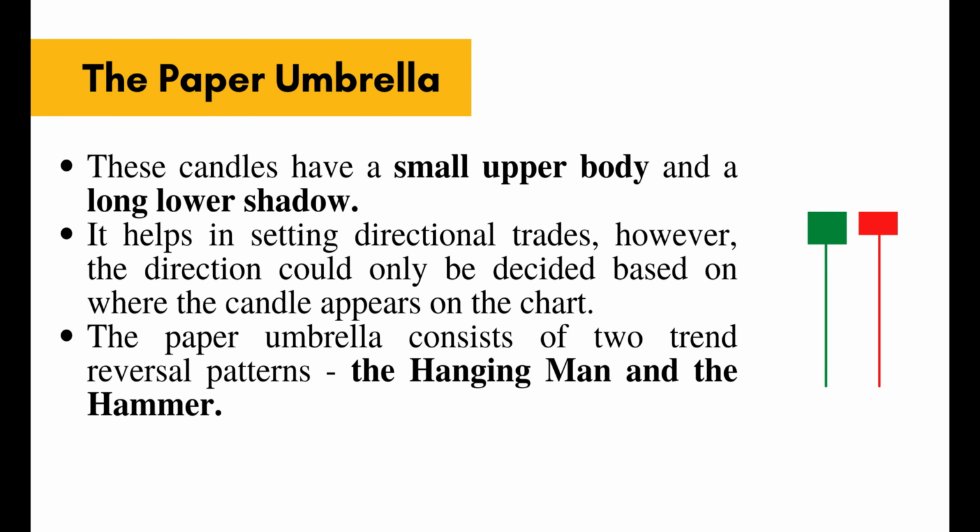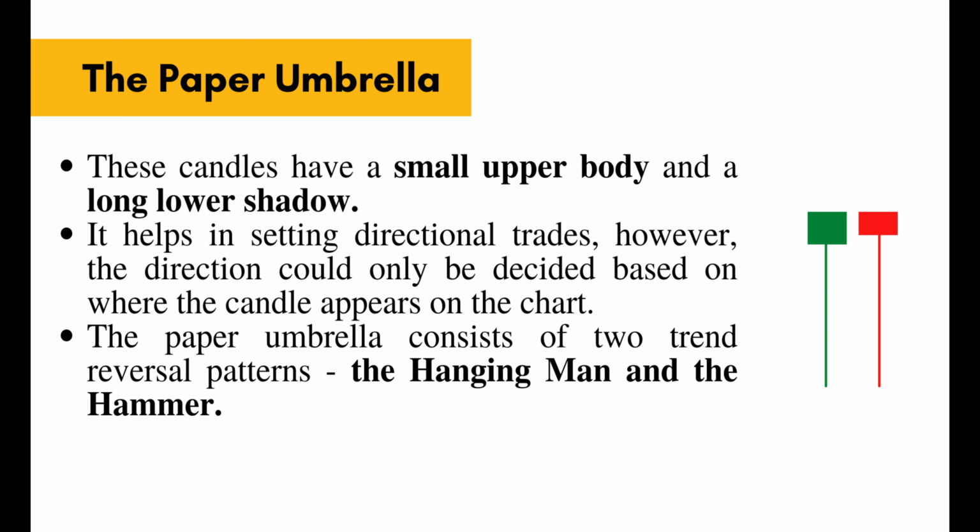The paper umbrella is a single candlestick pattern characterized by a small real body with a longer lower shadow. We interpret the paper umbrella by where it appears on the chart. It helps traders to set up directional trades and consists of two trend reversal patterns, that are the hammer and the hanging man respectively.